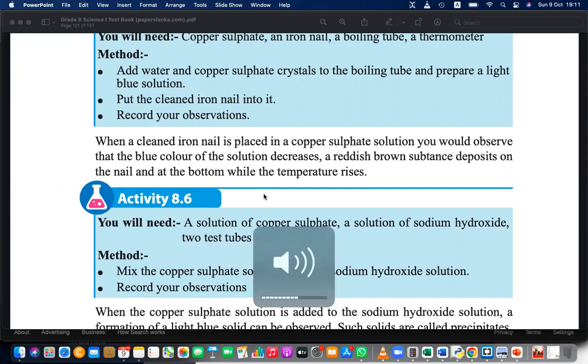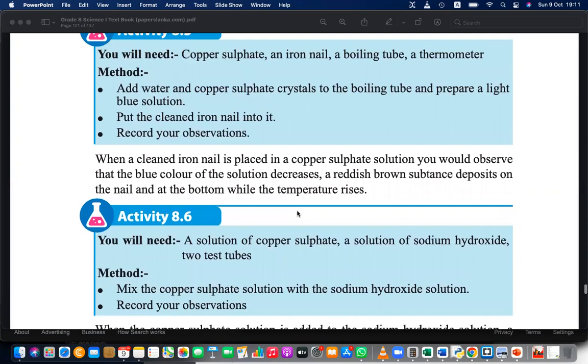Yes, copper sulfate and iron nail. What will happen if you keep it for some time? Then you can see a reddish brown substance deposit on the nail. That is actually copper. If you measure the temperature, it rises because there is a reaction. So there will be a reddish brown substance deposited, that is actually copper, and then the blue color of the solution decreases.